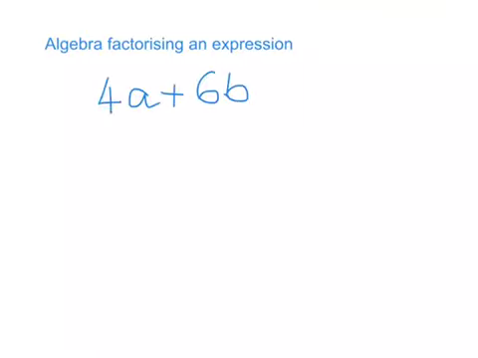So if I started off with an expression 4a plus 6b, and I want to factorise this expression, I'm looking for common factors that I can take out of that expression and end up with something outside of a bracket with something inside a bracket. So the first thing I'm going to do is put my brackets in, because I want to end up with something here multiplied by something in here that is equal to all of this.